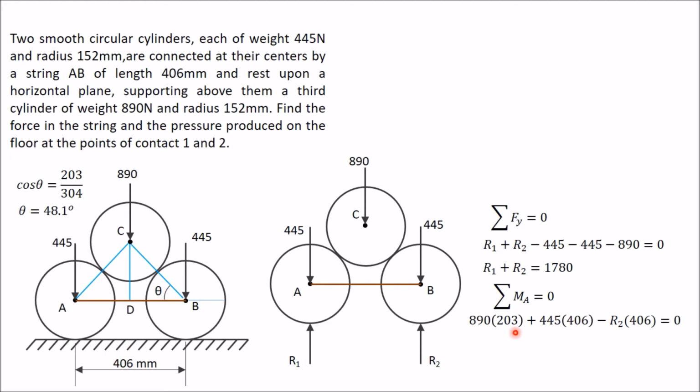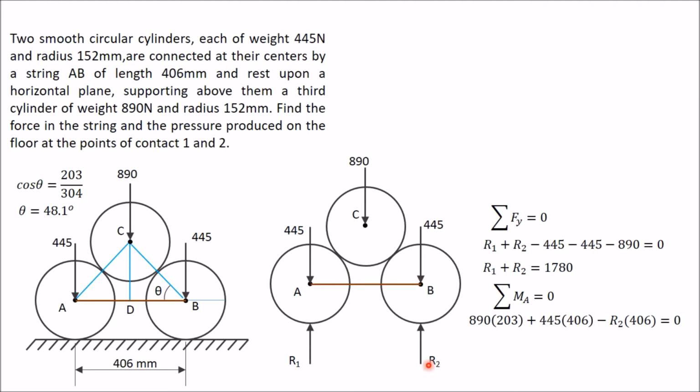So 890 into 203, the moment of this 890 Newton with respect to O is positive because it is clockwise. Clockwise moment is taken as positive. Now next is this 445 Newton. Its perpendicular distance is equal to AB, which is 406 mm. So 445 into 406. You can see 445 Newton is also producing a clockwise moment with respect to A.